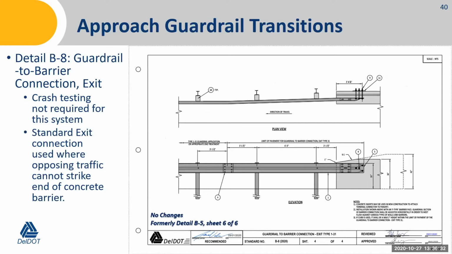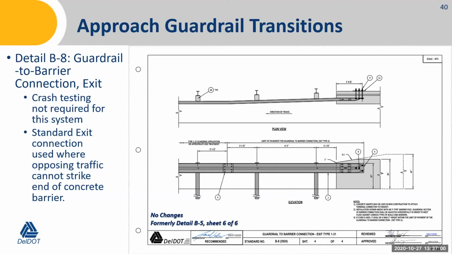This is the exit connection. On a divided highway where you don't have opposing traffic that could strike the end of your concrete barrier, you would use the guardrail to barrier connection exit type. This is not a crash tested system. It is simply transitioning from your barrier to your guardrail, and this is reducing as you're approaching the guardrail.